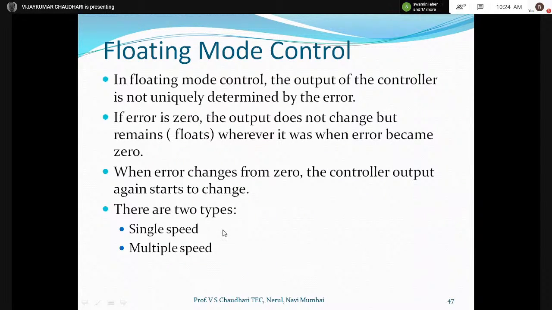Okay? There are two types here. One is called single speed and the other is called multiple speed. The speed refers to the rate of change of controller output.